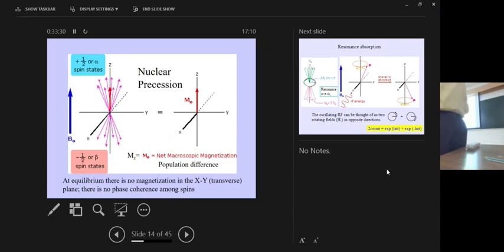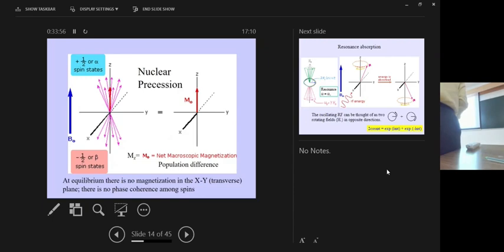Whereas on the z-axis, since there are more spins here, there will be some net component, and that is where I say this is the net magnetization, which is along the z-axis. So if the system is at equilibrium, your magnetization is along the z-axis. There is nothing in the xy plane. This is said here: at equilibrium, there is no magnetization in the xy plane.